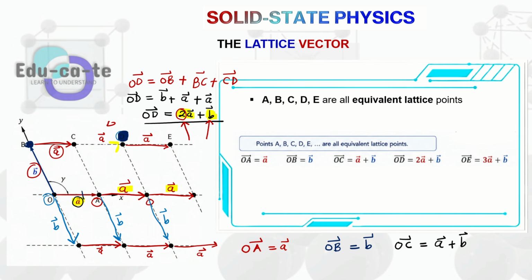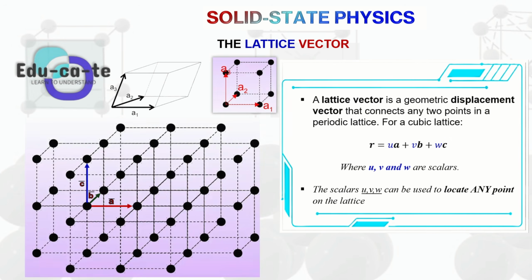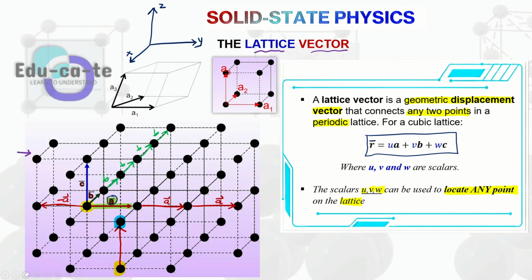So let's do that example again in the 3-dimension way. If I am going to find a lattice point, let me say that this lattice point here at the corner is my lattice point. If I say give me a lattice vector that will be able to locate that lattice point, how are you going to find it? Let me remove all of this.